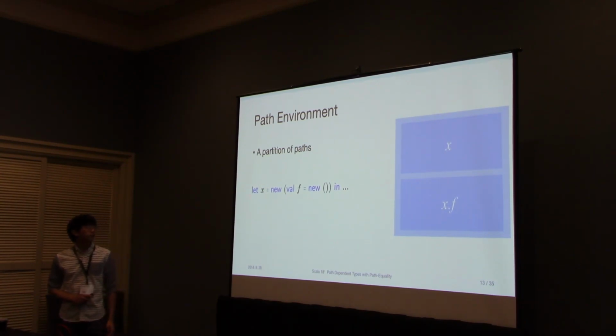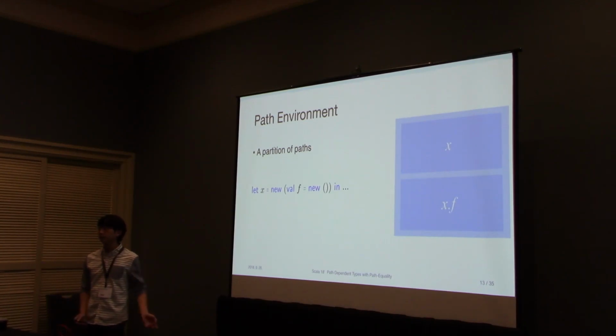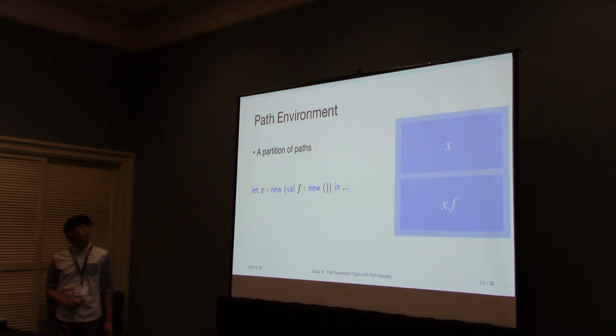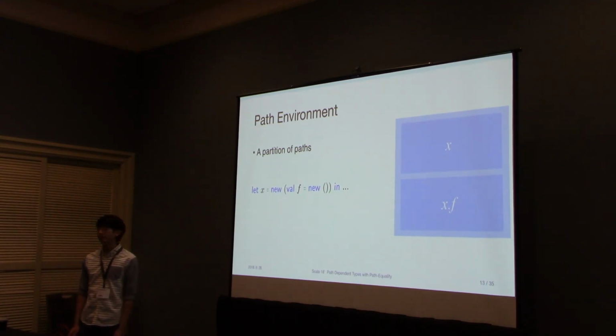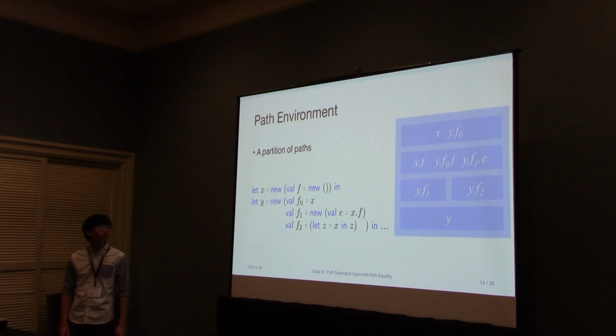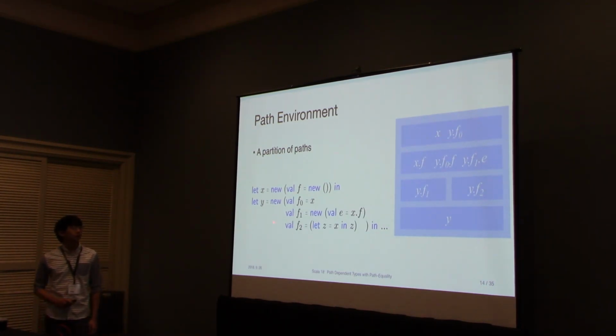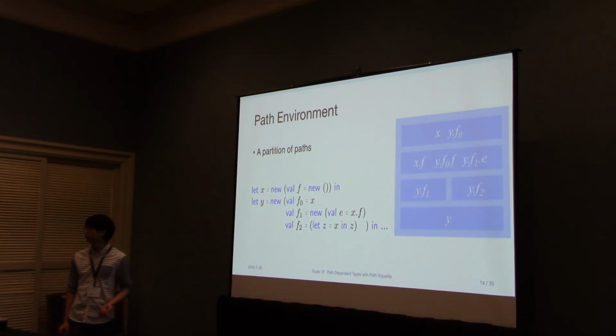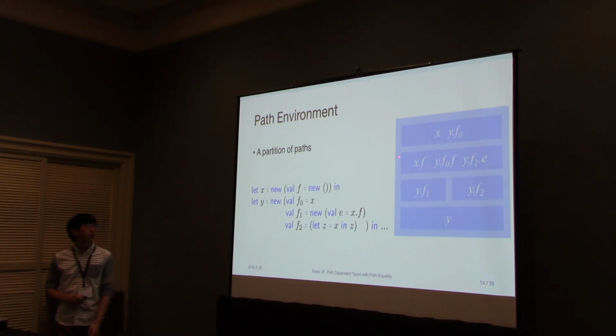Here, this code introduces two paths, x and x.f, and they are different. So at this point, the path environment should contain two singleton sets of x and x.f respectively. And now, under the previous path environment, we bind such a term to variable y. It means that the path environment should be updated to include newly created paths, which are y, y.f0, y.f1, y.f1.e, and y.f2.